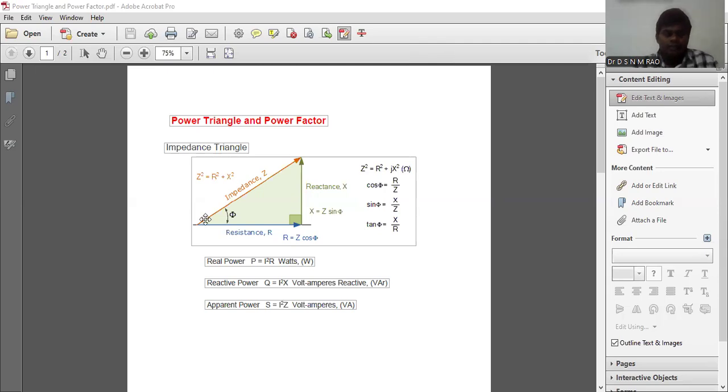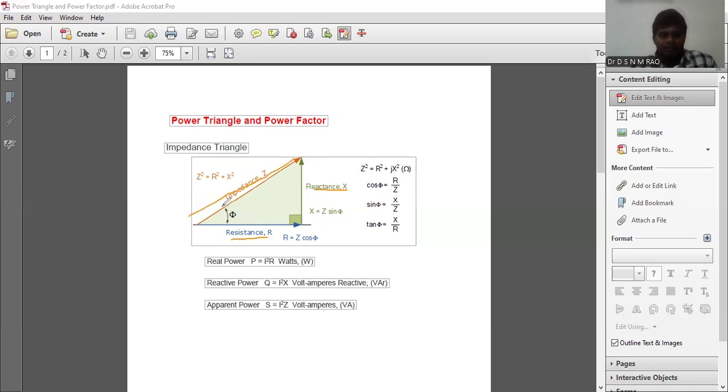As we know, this is the impedance triangle. Impedance is the combination of resistance and reactance. Resistance is the real term, reactance is the imaginary term. Resistance is always taken as the reference vector, and j is always placed in front of the reactance term, the imaginary term, so that reactance is always perpendicular to resistance. The combination of resistance and reactance gives the impedance. This is the impedance triangle.